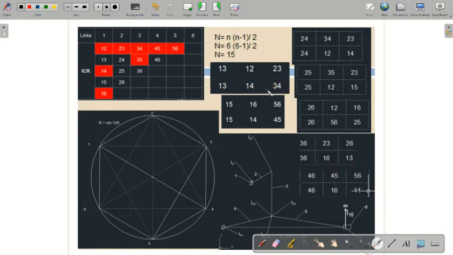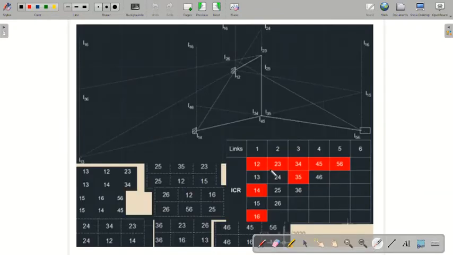After writing here, we have to find the respective lines. Where is center 1 2? This is center 1 2. Where is center 2 3? This is center 2 3. Now where will be 1 3? So 1 3 will be along this line. So center 1 2, center 2 3, 1 3 will be along this line.